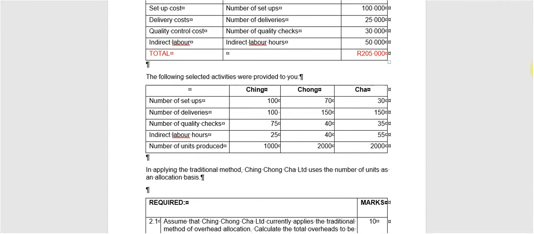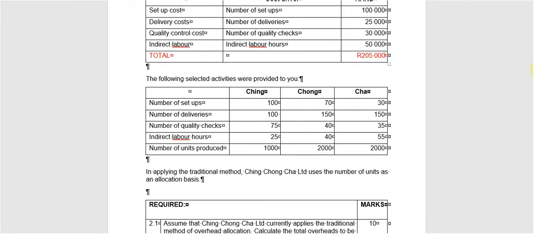Right, then they have broken down for us the activities or the cost drivers and how they relate to each product. So for the number of setups, there's 100, 170 and 30 for the three different products. For the number of deliveries, there is 100, 150, and 150. The quality checks is 75, 40, and 35. The indirect labor hours was 25, 40, and 55. And then the number of units that were produced is 1,000, 2,000, and another 2,000.